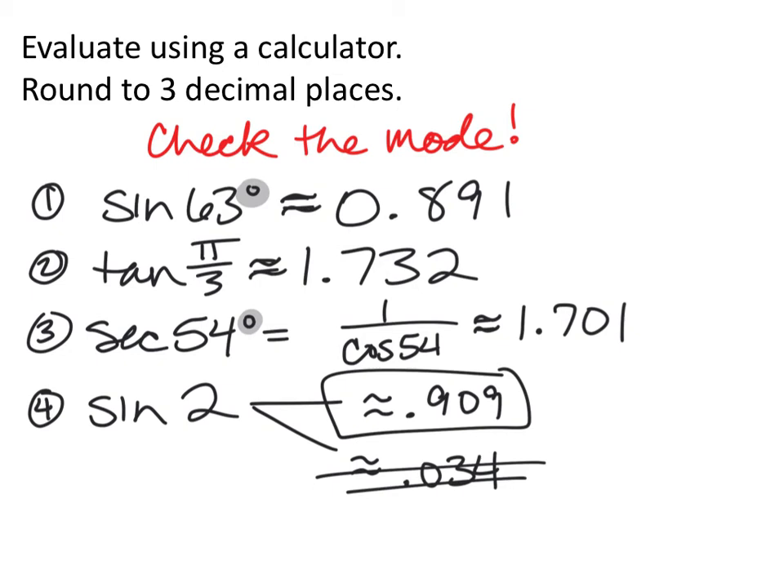The reason that I'm making such a big fuss about checking the mode and making sure it has the degree symbol if it's degree is because just saying sine of 2, that's a radian measure. If you changed your calculator into radians, this is what you would get. But if you changed it into degrees, you'd get 0.034. It doesn't give you an error because you can still take the sine of 2 degrees. You're just taking the wrong angle measurement. So double check what you're measuring in degrees or radians, and then double check your calculator.